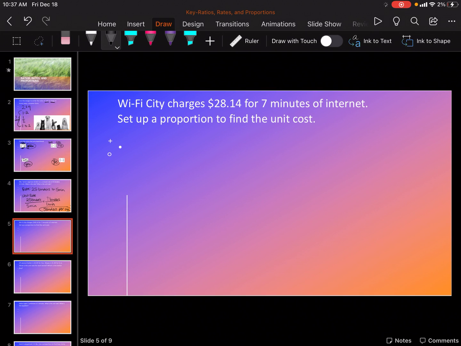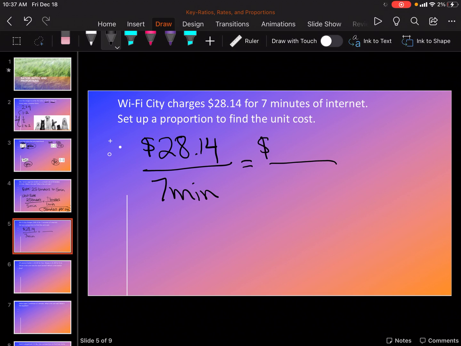Okay. Wi-Fi City charges $28.14 for 7 minutes. Set a proportion to find the unit cost, so how much it is for 1 minute. So we're going to do $28.14 over 7 minutes. And then on the other side, we're going to have dollars. We want to know how much it is for 1 minute.